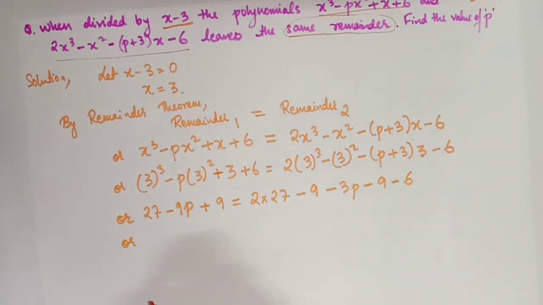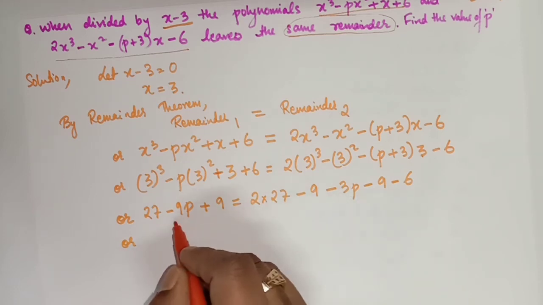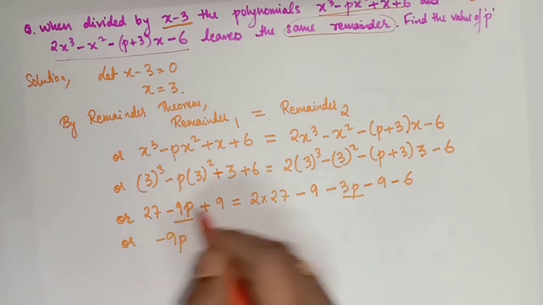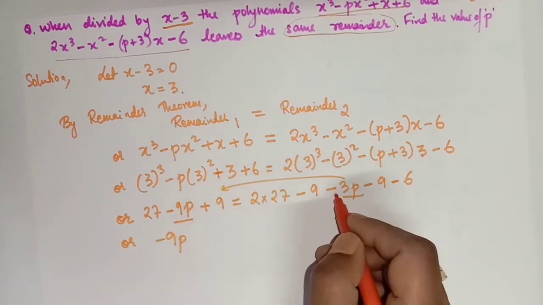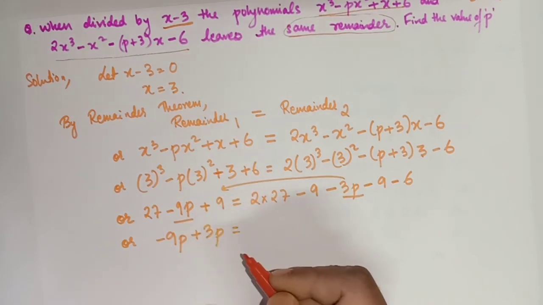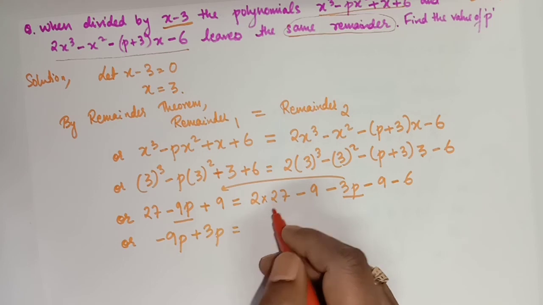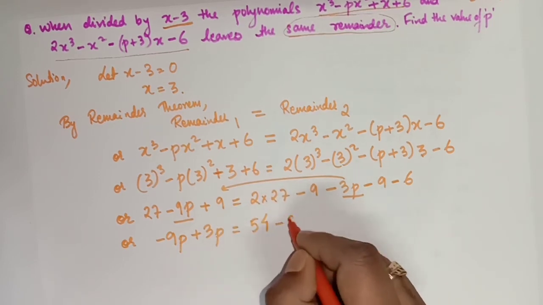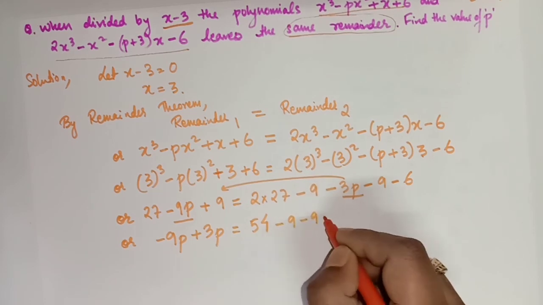So now keep the numbers together and p terms together. So 9p is here, so minus 9p. This I'll bring from here to this side because it's p. So minus, when it comes this side, it will be plus 3p equals to. Now 2 into 27 will be 54. So here is minus 9, minus 9, minus 6.